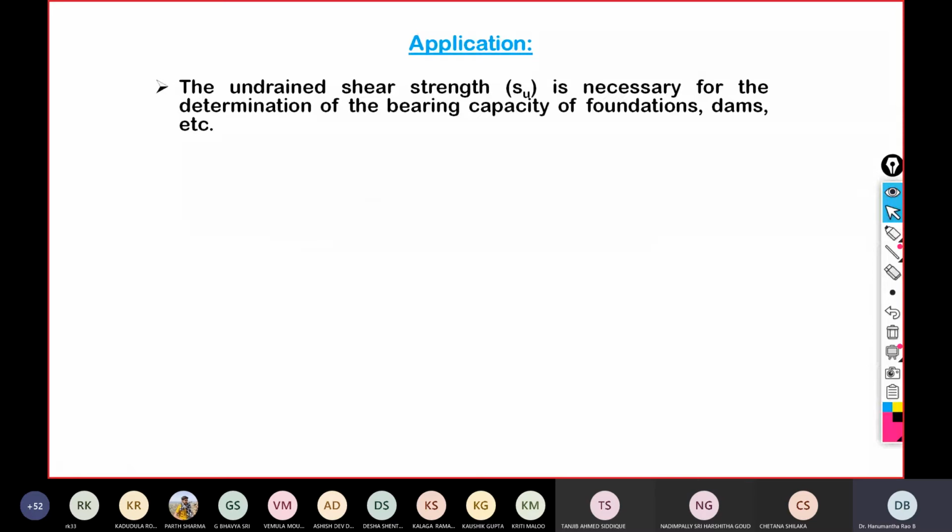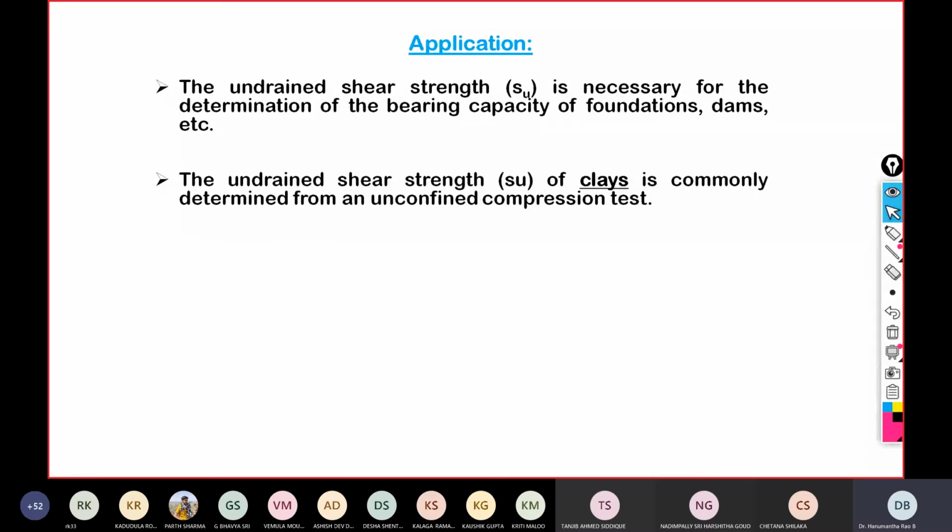Now let us come to the application part. The UCS test is used to determine the shear strength parameters. These shear strength parameters are further used to calculate the load bearing capacity of the soil for the construction of foundations, dams or any other geotechnical structure. This is also used to determine the undrained shear strength of a clay. Again, I repeat, undrained means we are not allowing the water to drain out from the soil sample.